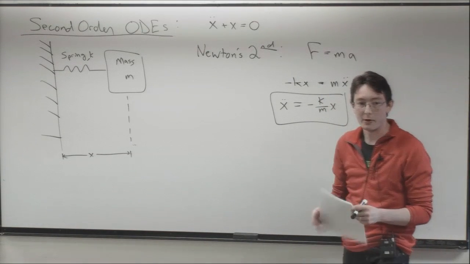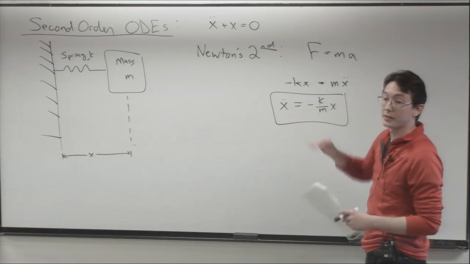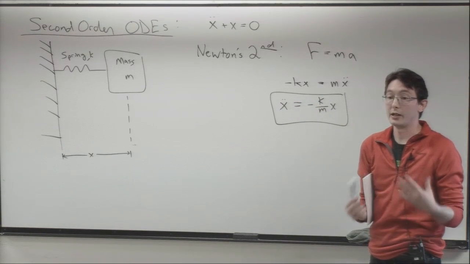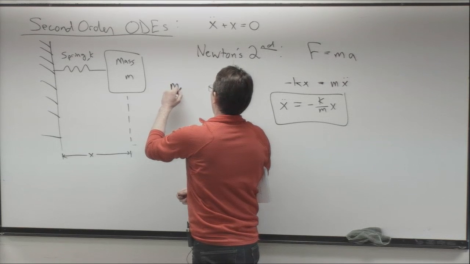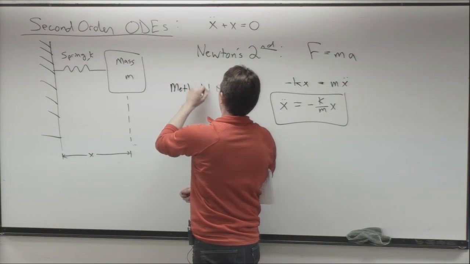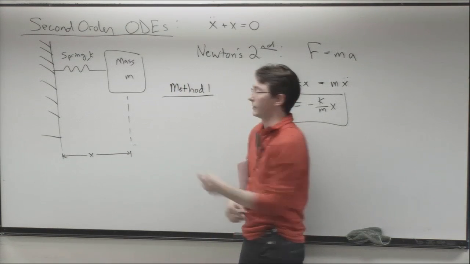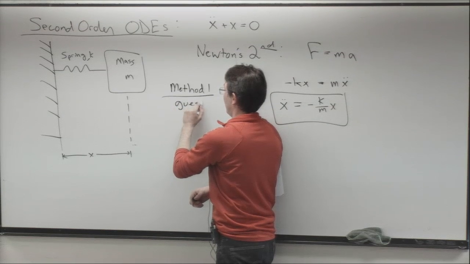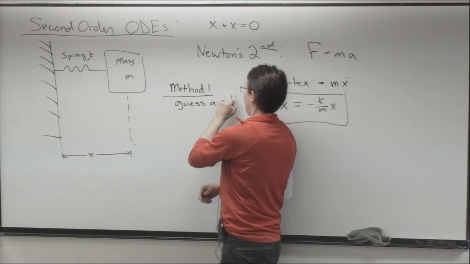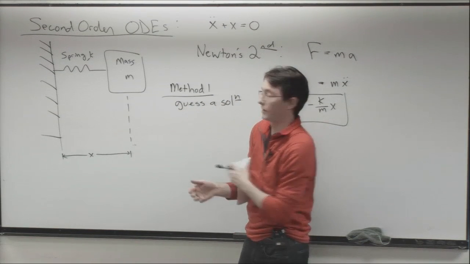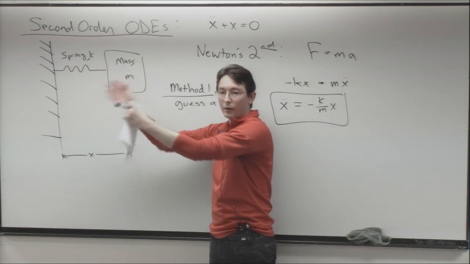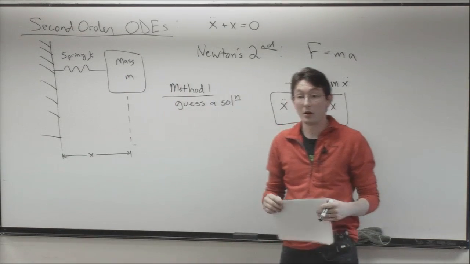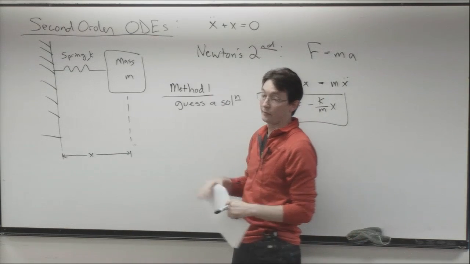I didn't get quite as far as I wanted to today. So there's 3 methods of solving this system, and I want you to explore each of them before next lecture, or at least the first 2. So method 1 is guess a solution. Right? We just discussed if I pull this mass off of equilibrium and let it go, it oscillates back and forth. So pick a function that you know oscillates and try to solve this differential equation.